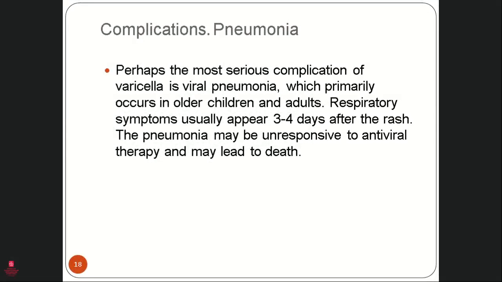Pneumonia. Perhaps the most serious complication of varicella is viral pneumonia, which primarily occurs in older children and adults. Respiratory symptoms usually appear 3 to 4 days after the rash. The pneumonia may be unresponsive to antiviral therapy and may lead to death.